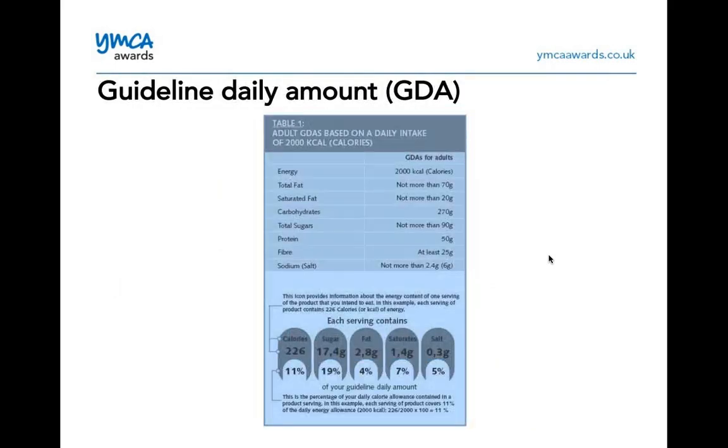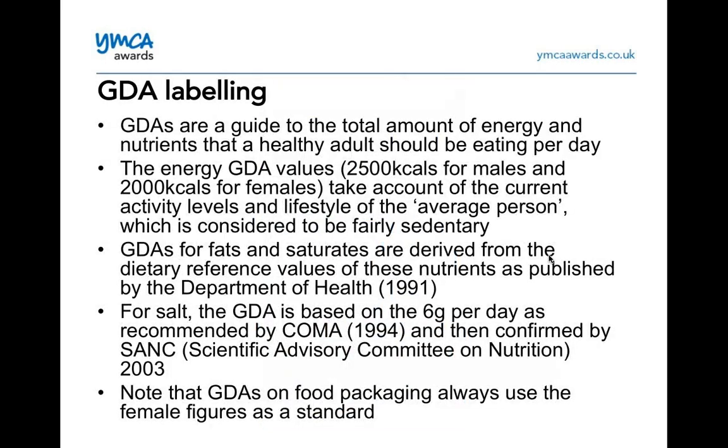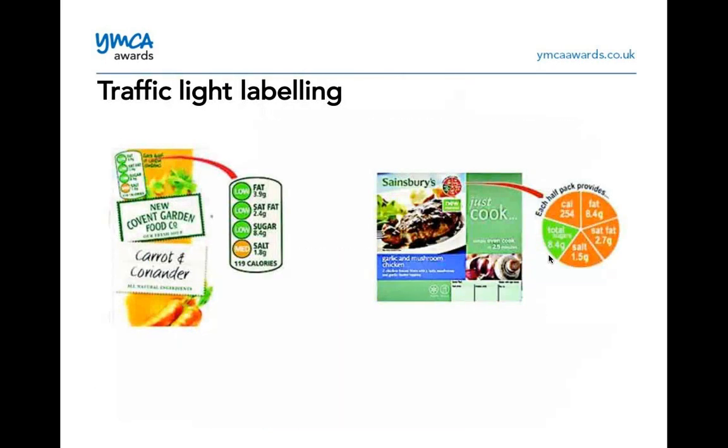This is your food. So this is like guided daily allowance now. So guided daily amounts is obviously based on UK guidelines. They obviously offer a traffic light system as well, which is just here. So you'll see this, the food.